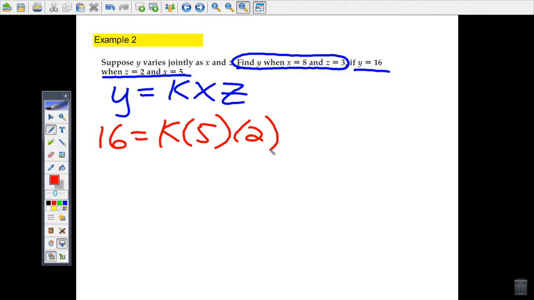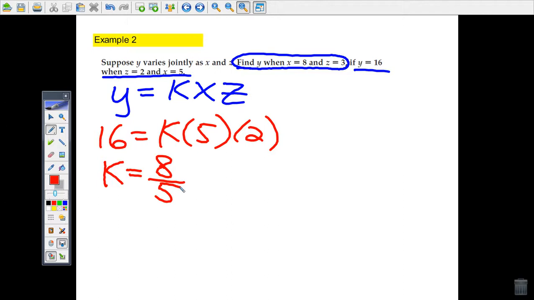We know 5 times 2 is 10. Divide by 10. k is 16 tenths, 8 fifths. Okay, we found k. Now we can answer the question that asks us to find y when x is 8 and z is 3.